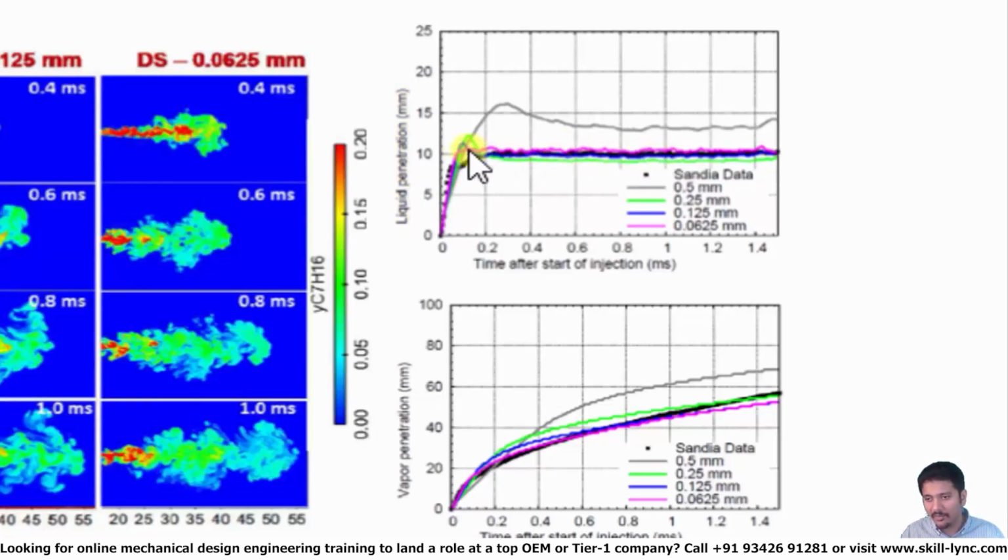You can see that the liquid penetration length here is about 10 millimeters, and the black line is your experimental data. So you can see that we are really close. Similarly, in the bottom image, we are looking at vapor penetration length. This is basically the extent to which the vapor is penetrating into the domain. And you can see that it is much larger than the liquid penetration length, which makes sense.